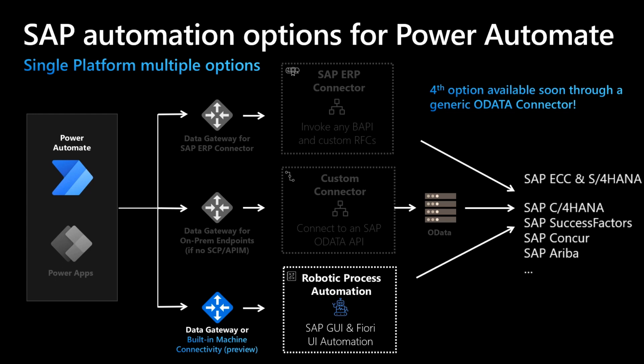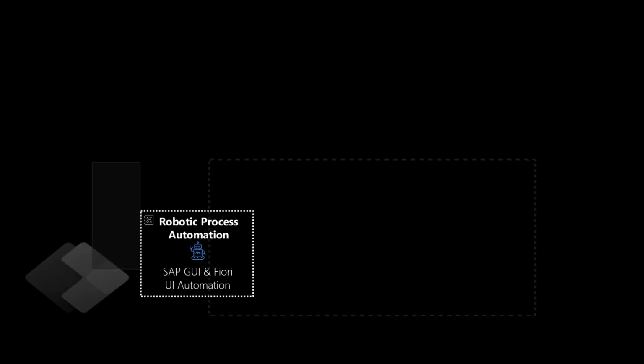And soon there will be a fourth option where you can use the generic OData connector, allowing you to connect to SAP OData endpoints without the use of a custom connector. And with the new built-in machine connectivity for Power Automate Desktop, you have now a choice between the on-premise data gateway and this new connectivity mode.